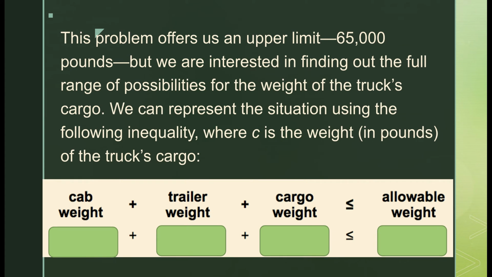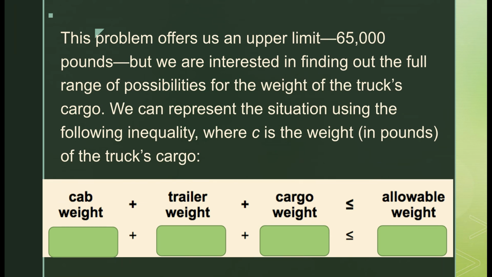So if we try to break this down into an inequality here, we know the very highest amount, the upper limit, is going to be 65,000 pounds. So now we're trying to figure out, well, what is the range of possible answers for the cargo? Because remember, we're going to have different answers that could satisfy the inequality. And so we're putting a scenario together for ourselves to figure out, well, what is that maximum amount that could potentially be in that cargo?